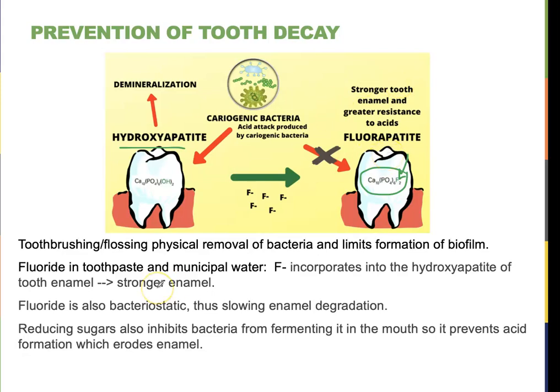You see how the fluoride is incorporated into the hydroxyapatite, and it acts to resist that erosion. So tooth brushing and flossing, obviously, is a physical removal of the biofilm and bacteria. Then we have fluoride that's found in toothpaste and also municipal water. That's going to make our enamel stronger. Fluoride is also bacteriostatic, which slows down the growth of bacteria and then subsequently the enamel degradation. All right, we talked about the sugars, right? Reducing sugars is good as well.